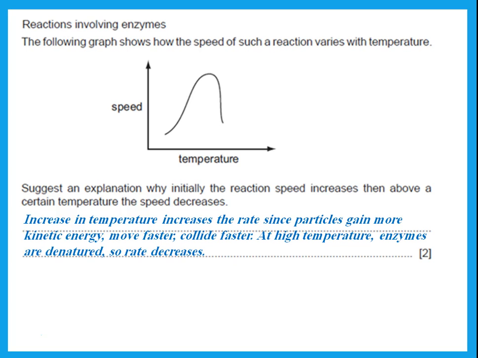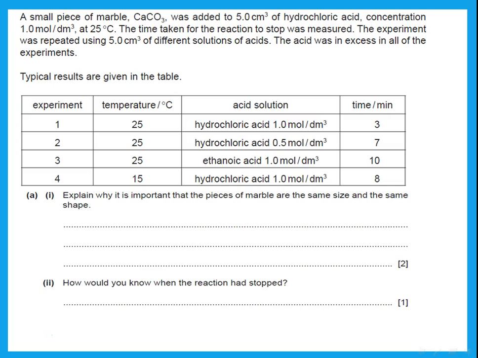But then at higher temperatures, because we're talking about enzymes, the enzymes are denatured, so the rate decreases. Remember that an enzyme has a specific shape that will fit whatever it's trying to work with. Now if you put it at a higher temperature, because it is made of a protein, it changes its shape. So we say enzymes are denatured, so they no longer act as catalysts, so the rate decreases.